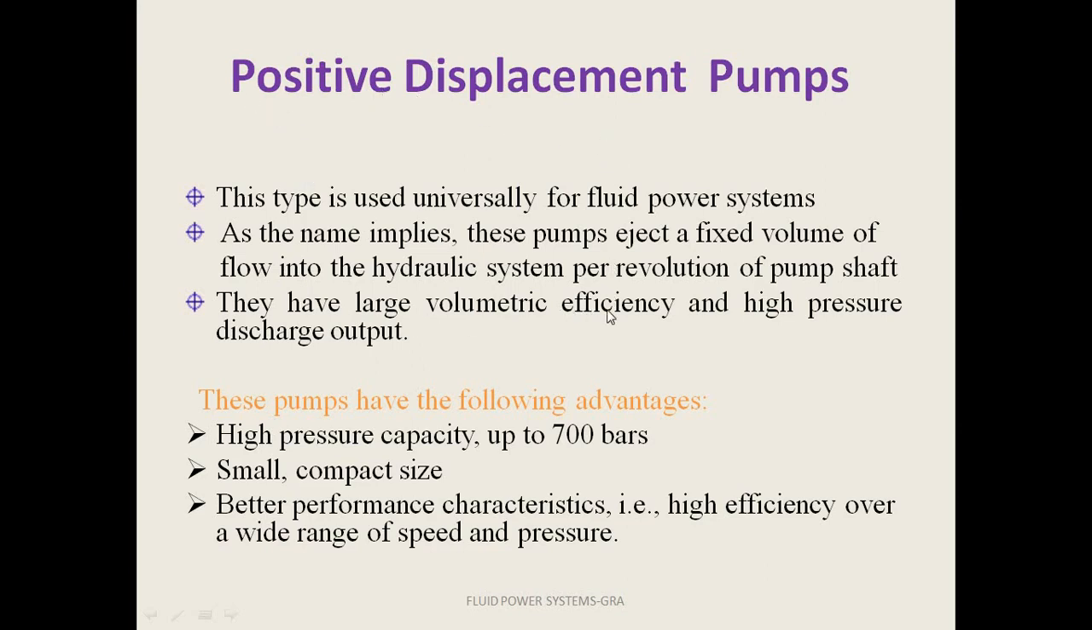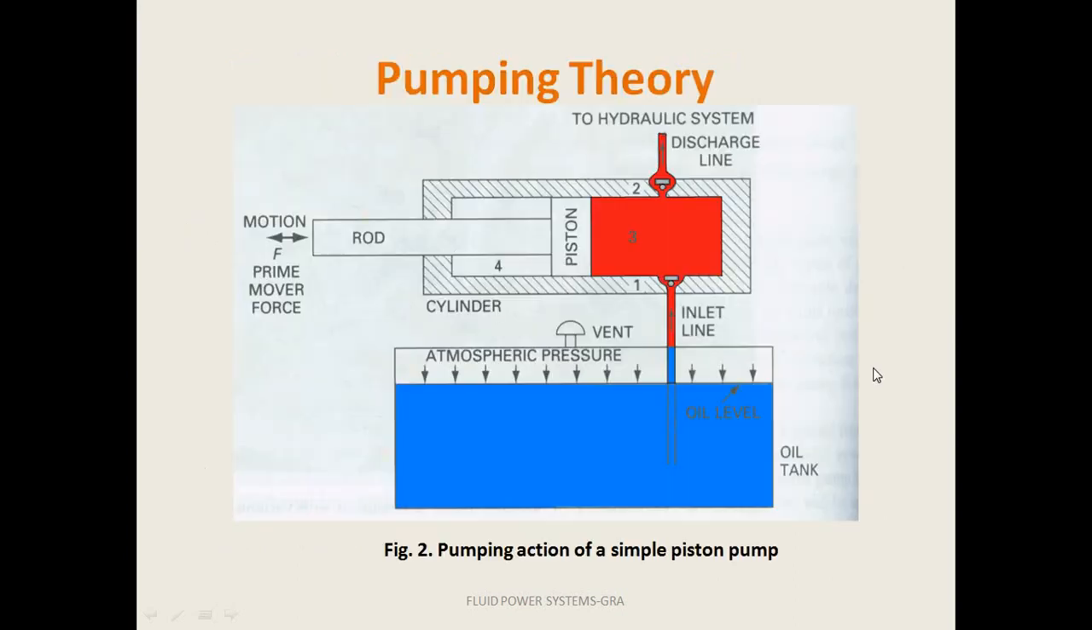They have large volumetric efficiency, which means that the leakage is very less, and they are used for high pressure discharge output. I have quantified this high pressure: it is up to 700 bars. These are usually small and compact in size. One best example of a positive displacement pump is the reciprocating pump. You have already conducted a practical on the reciprocating pump in your fluid machinery lab. That is the example of a positive displacement pump.